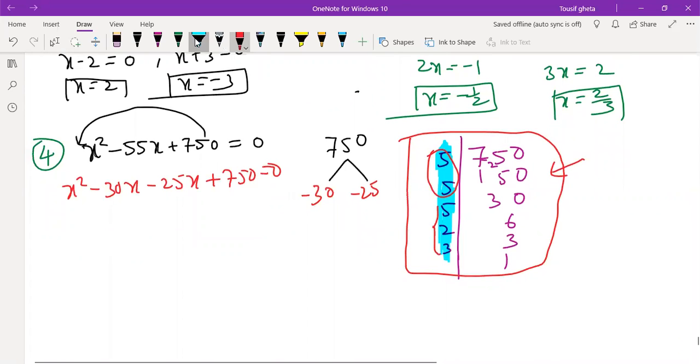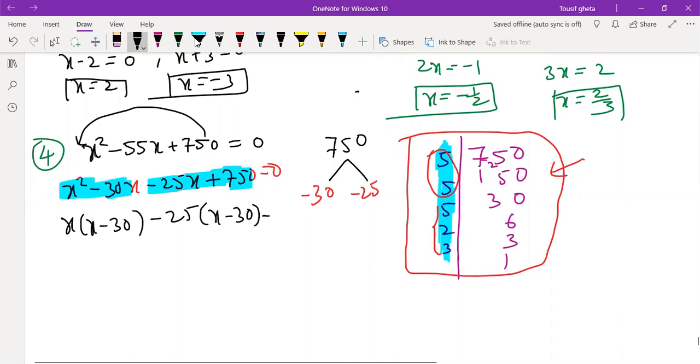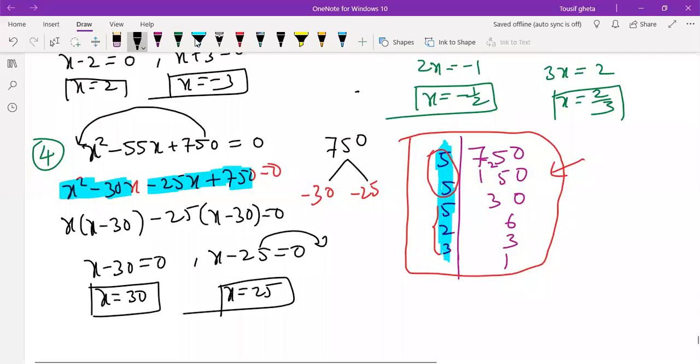So take the common. This is very simple now for you to take common. x common, x minus 30, minus 25 common, x minus 30. Answer: x minus 30 equals 0, x equals 30. x minus 25 equals 0, x equals 25. You know this is which question? Cottage industry question. This is the equation of which industry? Cottage industry.